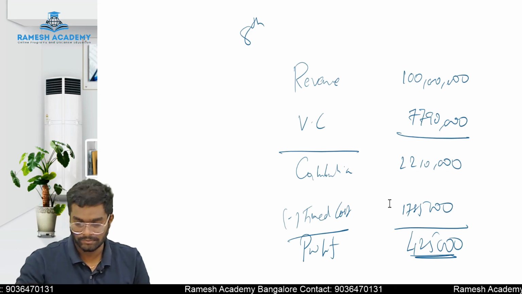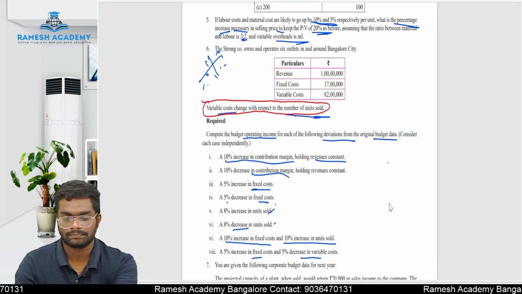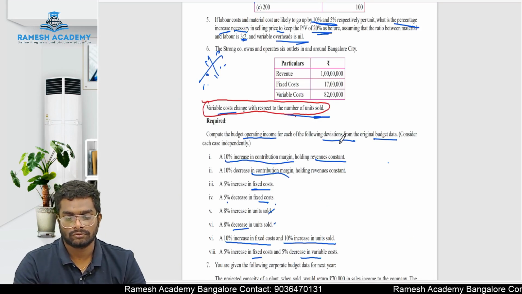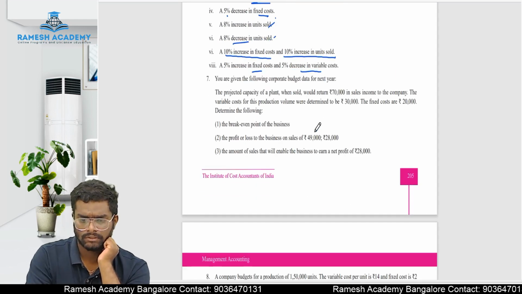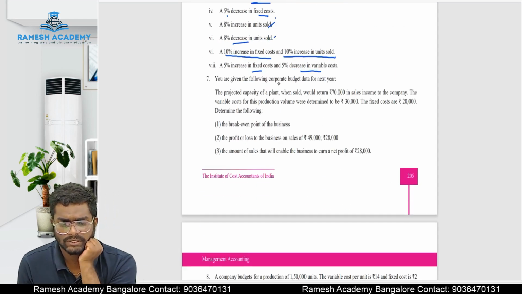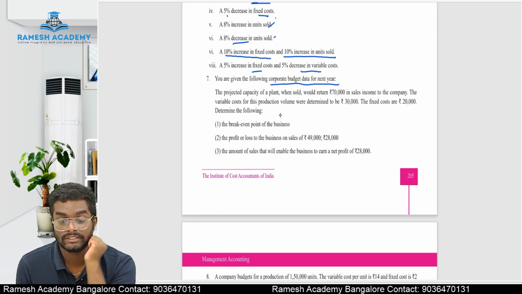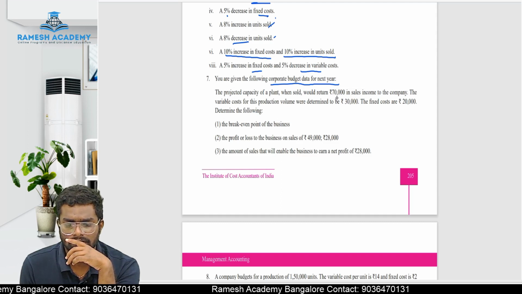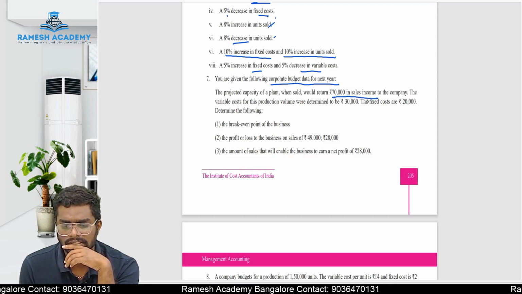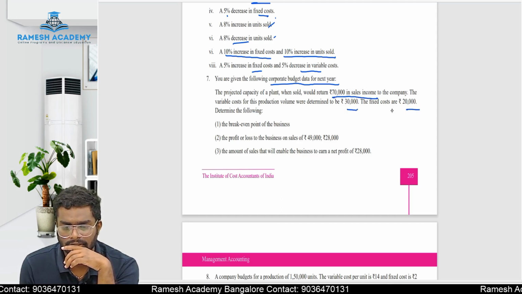So next we'll see the 7th question now. What are they asking here? You are given the following corporate budget data for the next year. They are giving the budget data. The projected capacity of the plant when sold would return 70,000 in sales income. The variable cost is 30, fixed cost is 20.